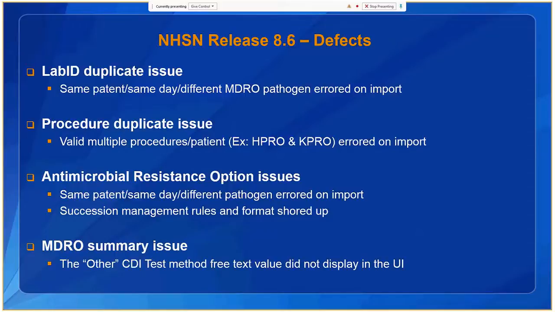The same thing was happening on procedures that allowed multiples, like hips or knees. It was seeing it as a duplicate when really it wasn't, and it was allowed. So that has been fixed. We found an antimicrobial resistant option issue, similar to the Lab ID issue: same patient, same day, but different pathogen. It saw it as a duplicate when it really wasn't. That's been fixed. And the succession management rules, the format and the rules, have been shored up for AR.